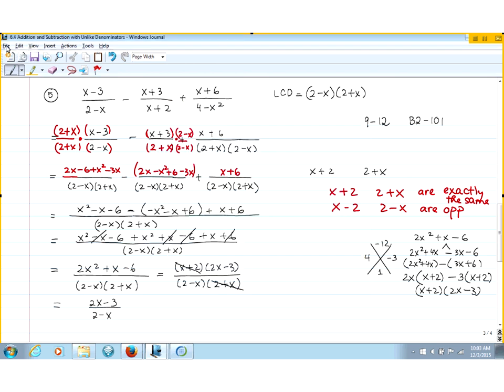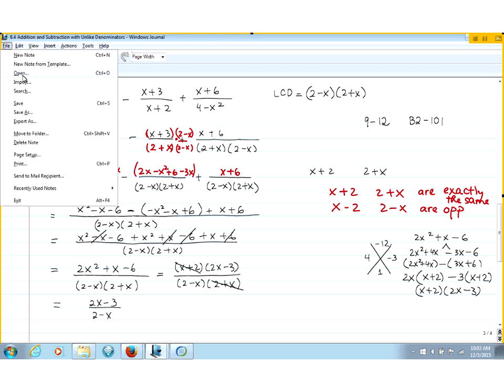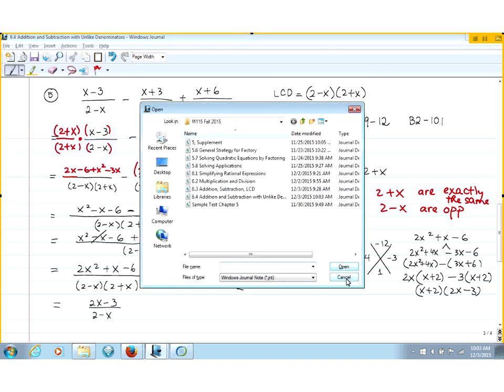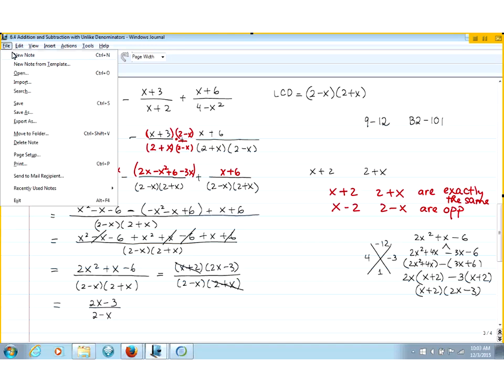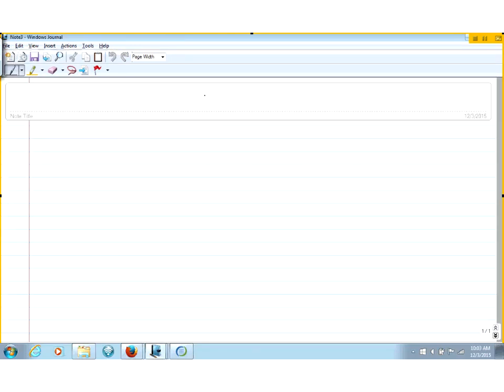All right, so let me save this. So we're done with 6.4. Let's do 6.6 first. Just to give you an idea, so you can probably go over it. The file, new note. Yeah. 6.6 is rational equations, or equations involving rational expressions. So we will do 6.5 when you come back.